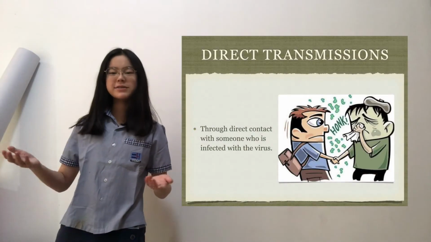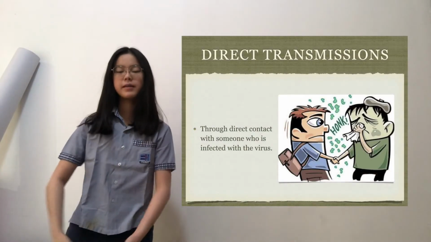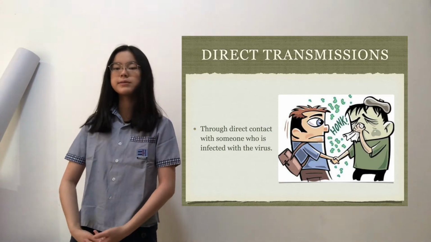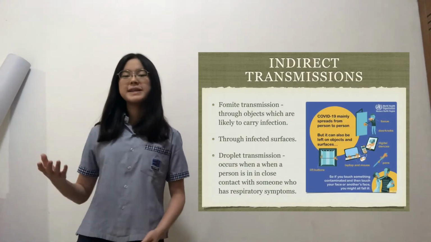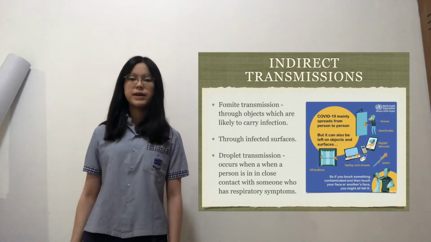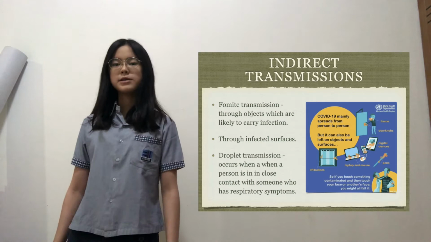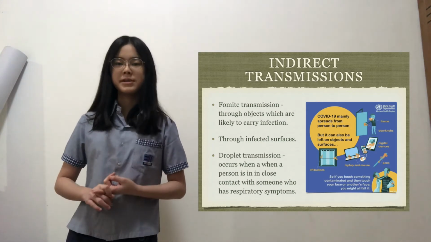So what are the direct transmissions of COVID-19? COVID-19 can be transmitted through direct contact with an infected person. So now we will be discussing the indirect transmissions of the virus. The first transmission we will be talking about is droplet transmissions.